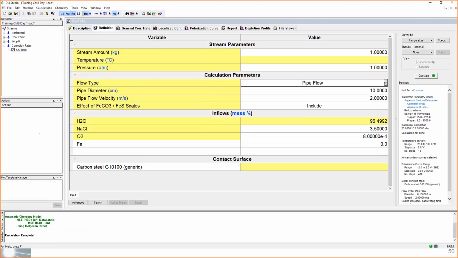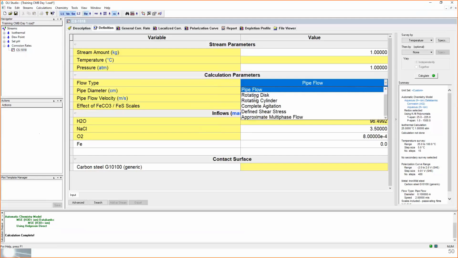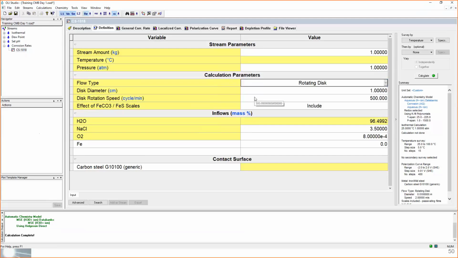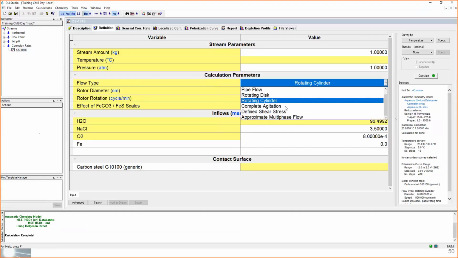If you are doing a rotating disc electrode experiment, this will reproduce this type of experiment of rotating disc that we use in the laboratory. And usually a disc is rotated to bring fluid to the surface of the electrode in a predictable manner. So you will need to define the disc diameter and the disc rotation speed. If you are using a rotating cylinder electrode, it will be the same thing, rotor diameter, rotor rotation, and so on. You have the complete agitation, for example.